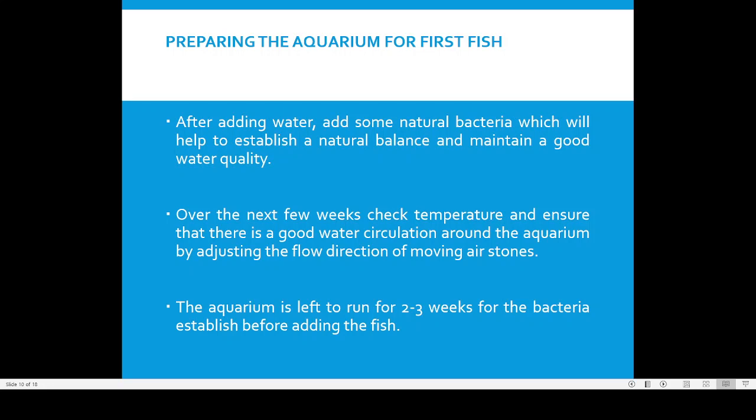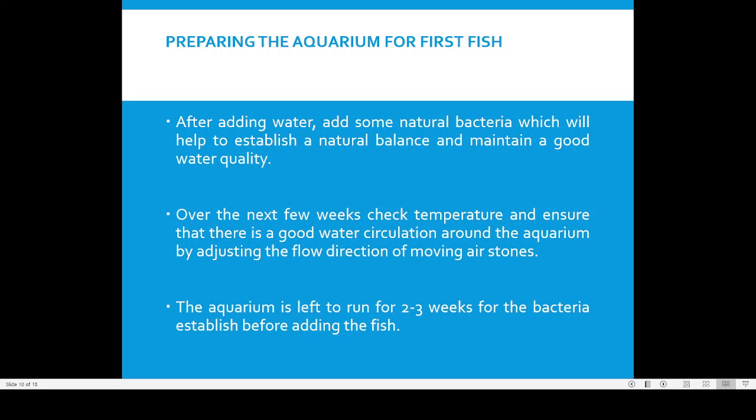Over the next few weeks, take the temperature, and ensure that there is good circulation around the aquarium by adjusting the flow. Make sure that before you introduce the first fish, you keep the aquarium running for 2-3 weeks without introducing the fish, so that the natural bacterial population will develop and some growth of aquatic plants might be established. That is, the fish will have a comfortable environment, a comfortable ecosystem when you introduce them.